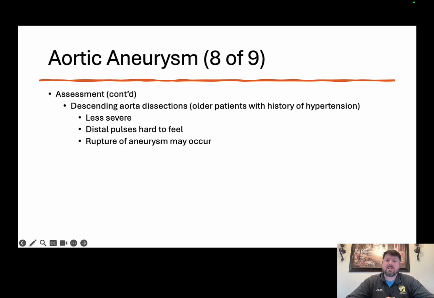Descending aortic dissections are common in older patients, especially in those with a history of hypertension. Pain is less severe. The distal pulses may be hard to feel. Rupture of a thoracic aneurysm may occur. Signs of hemothorax may be present if the dissection ruptures into the pleural cavity. Signs of cardiac tamponade may be present if the dissection ruptures into the pericardial cavity.